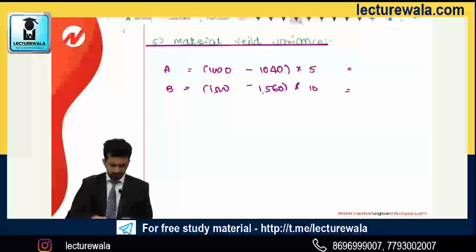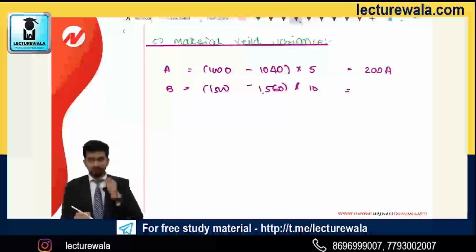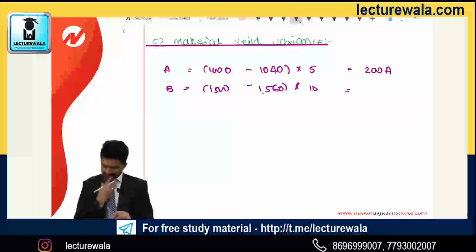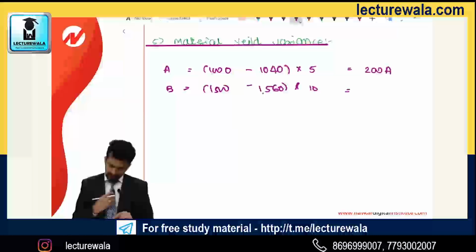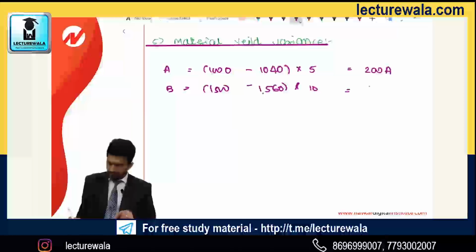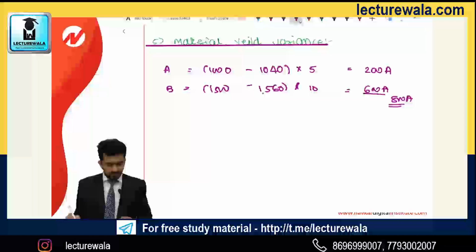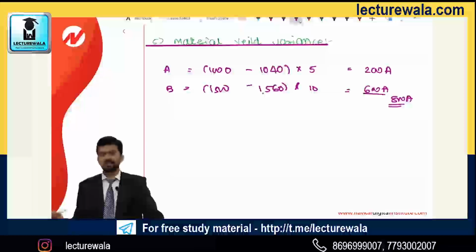So 1000 minus 1040 into 5 will give me 200 adverse, and here actually it is going to be 60 into 10, so that will be 600 adverse, and here we get 800 adverse. So now we are coming to know that my purchase manager is not actually efficient. My production manager is not actually efficient. He has done mischievous task.